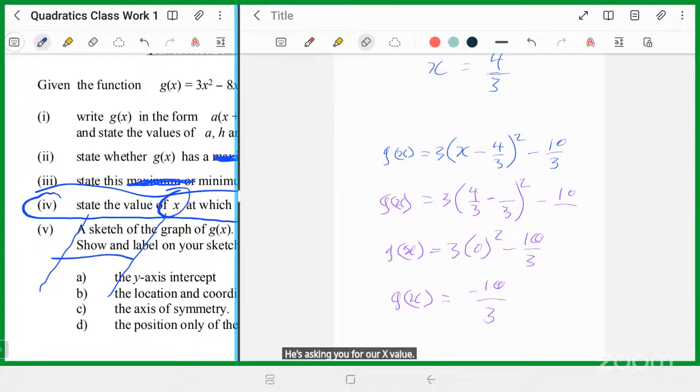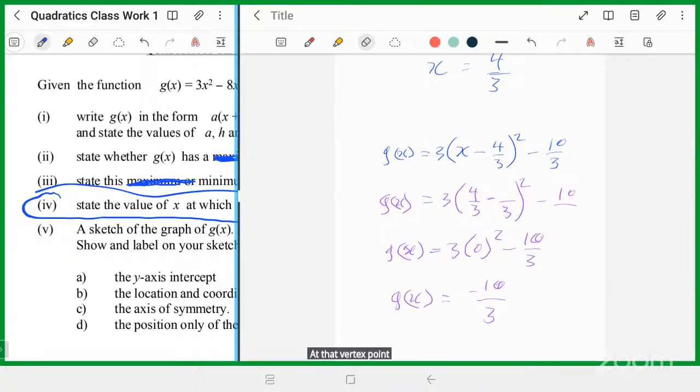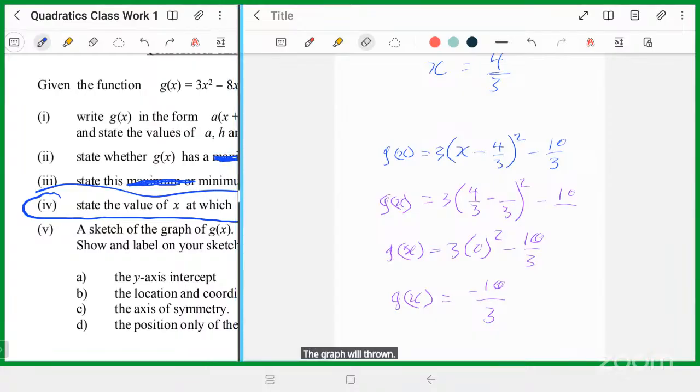That value of x is the x value at the turning point. Right? It's the x value at the turning point. And I always like to say the x value and the xt value and the yt value, they go together. They are at the same point on the graph, at that vertex point, whether that vertex point is a minimum or a maximum. Just that in this case it's a minimum because the a is positive. And we will show that with a live graph one day. We will actually plot points on a graph and show that if the x squared term is negative, the graph will frown. And if the x squared term is positive, the graph will smile.